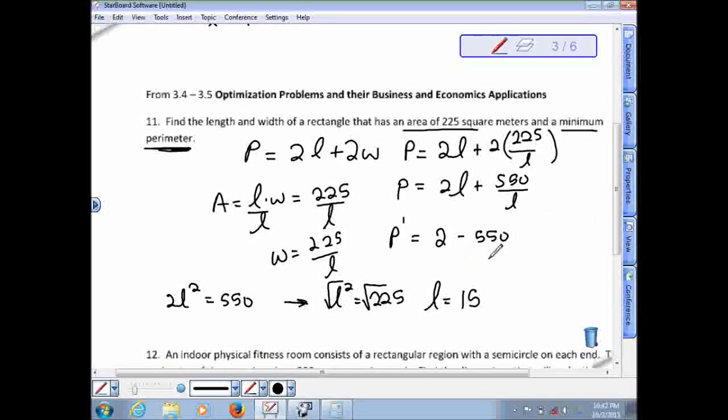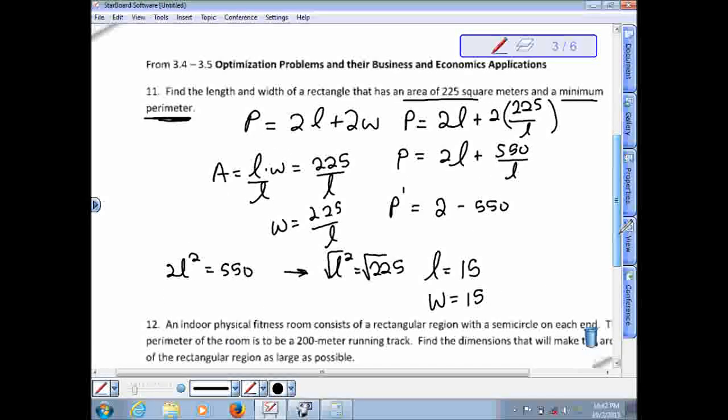So when the length is 15, we've got to go back and find out what the width is. The width is equal to 225 divided by the length, but if the length is 15, 225 divided by 15 is also 15, so the width is equal to 15. So the length and width of a rectangle with minimum perimeter is a square.